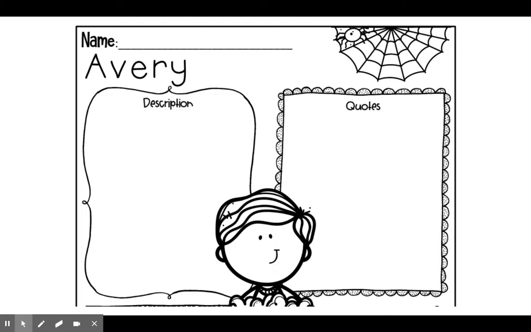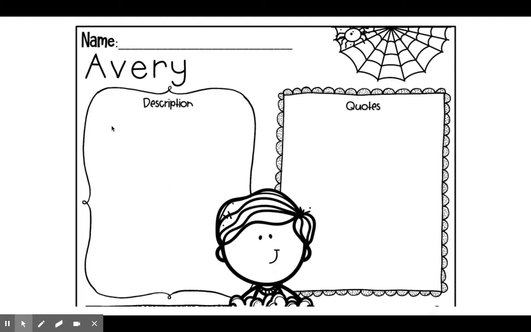Today we are talking about the different characters in Charlotte's Web. At the back of your duotang, there are a few different pages with different characters, and they look like what you're looking at now. It starts with, I forget who it starts with, but we're starting with Avery. So, we have Avery here, and we're going to fill in a description about him.